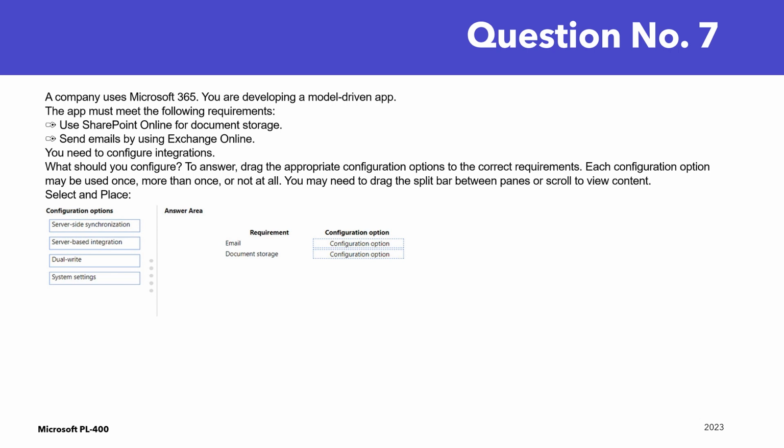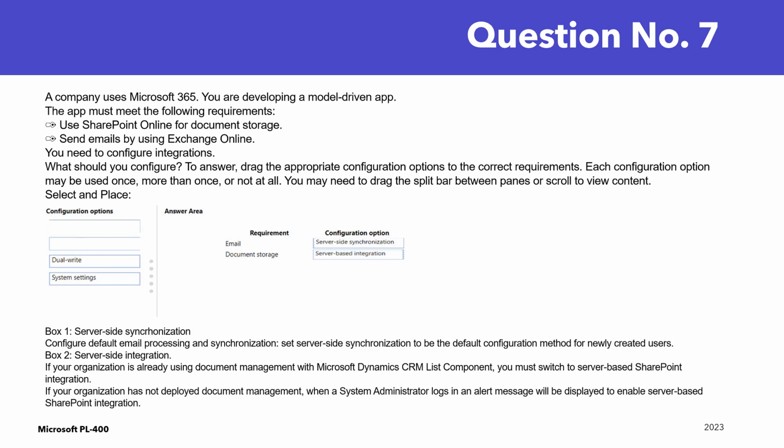You may need to drag the split bar between panes or scroll to view content. Select and place. Requirement: email configuration option, server-side synchronization. Requirement: document storage configuration option, server-based integration.